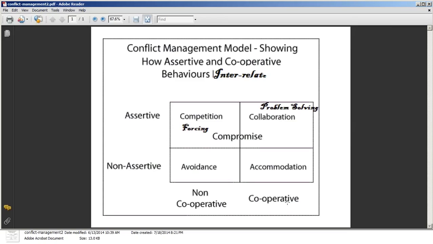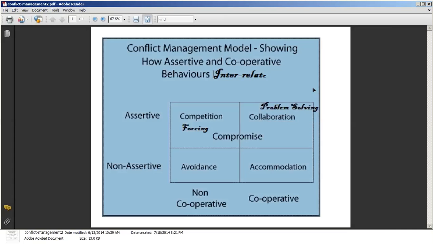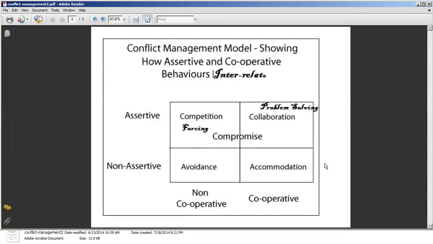Then non-assertive and cooperative, you will go for accommodation or smoothing, essentially emphasizing areas of agreement rather than areas of differences. You see what is common ground and you go ahead. So the best one is collaboration or problem solving. So in here, essentially you are taking each other's view.